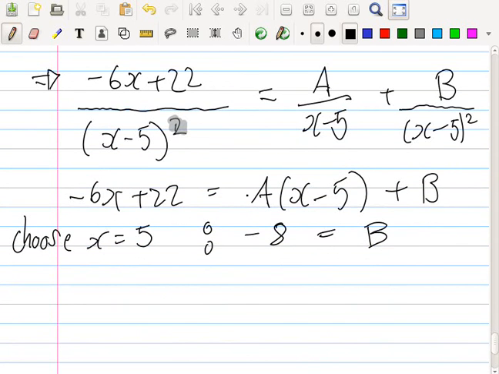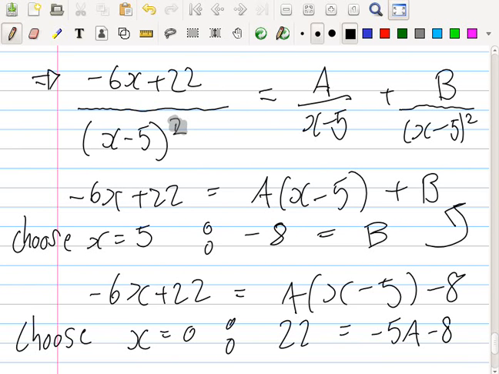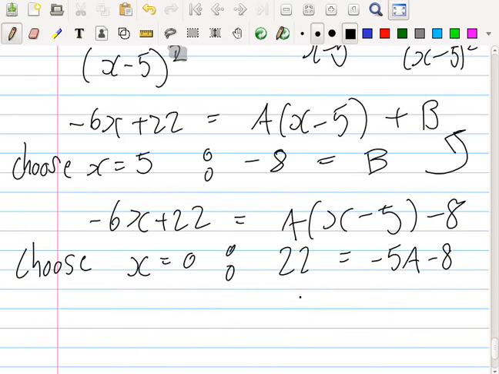Anyways, now that we have the b, we can find the a. If I plug this back in, I got minus 6x plus 22 equals a times x minus 5 minus 8. Now, what's the easy number to choose for x now? Yeah, well, like, just make x equal to 0, maybe? So what do I get on the left? 22, and then on the right, I got minus 5a minus 8. So if I take that over there, I get a equals minus 6.